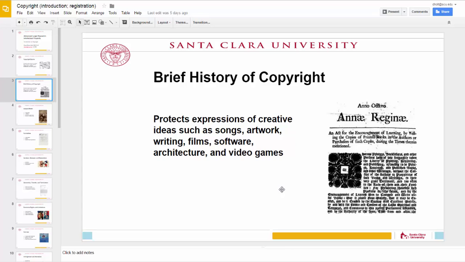The Statute of Anne was the precursor to the modern copyright legal schema. That has, of course, been updated a number of times since then. Notable statutes which have modified the copyright scheme include the Copyright Act of 1909, 1976, and the Digital Millennium Copyright Act, the DMCA.